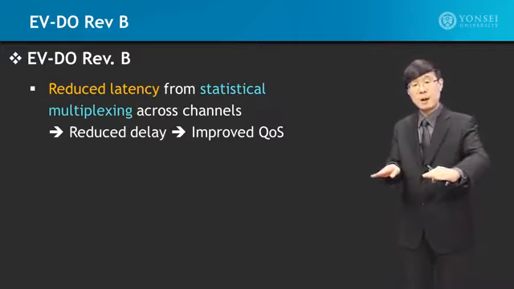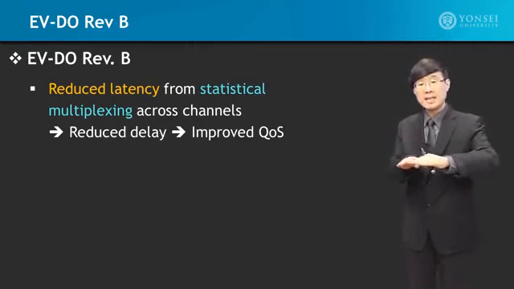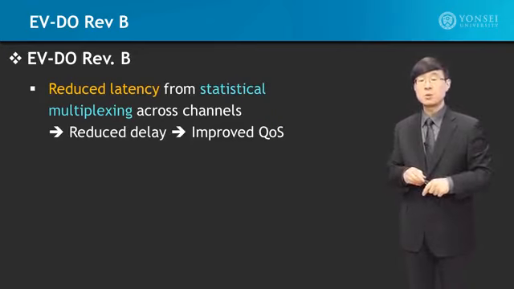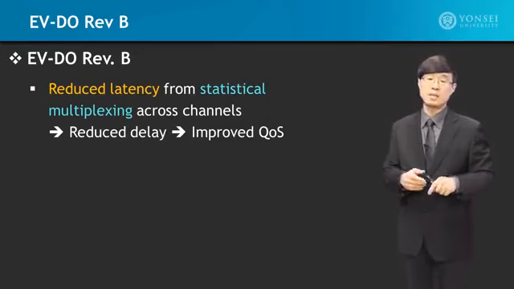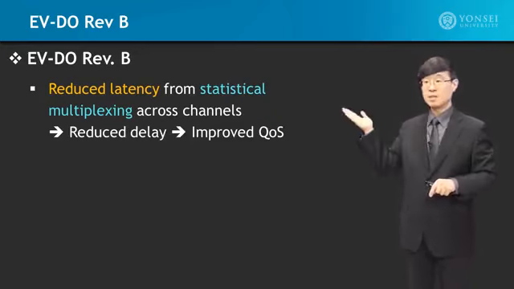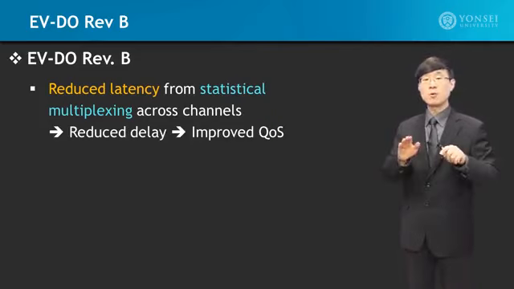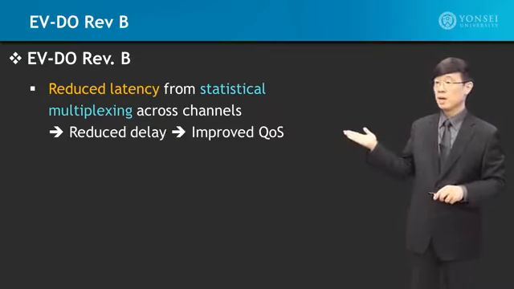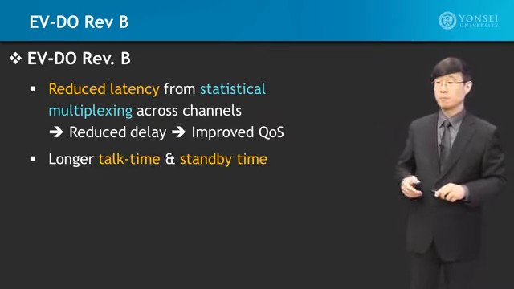In statistical multiplexing, the devices that have something to send, send it and it gets stacked up. Whoever has something requested in the queue gets sent in that order. So there are almost no wasted slots, and therefore the efficiency of using the resources goes up, which is great. This means that it has reduced delay and improved quality of service.